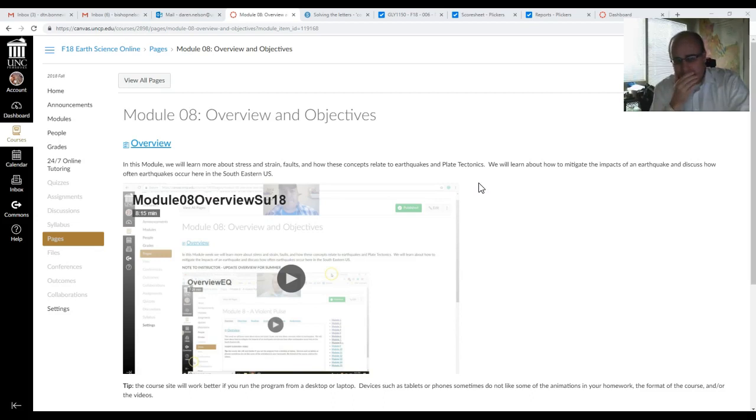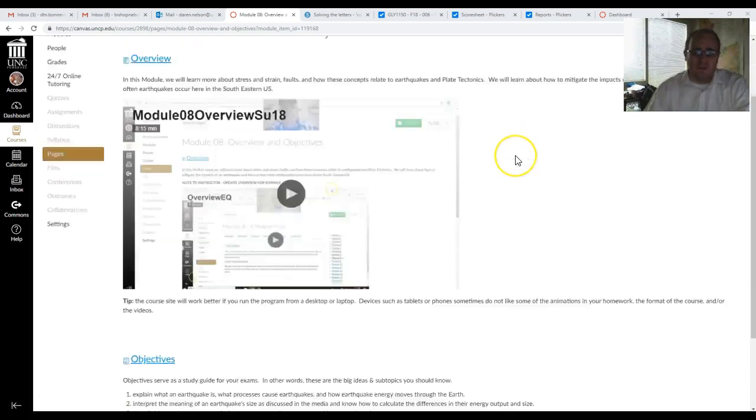So a couple of things. First of all, this section is going to be about earthquakes. We're going to be talking about earthquakes and how earthquakes relate to plate tectonics in relationship to stress and strain. We're going to learn how we can mitigate earthquakes, and we can discuss how often they occur here in the southeastern U.S.